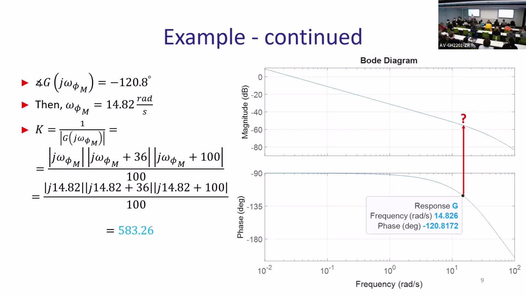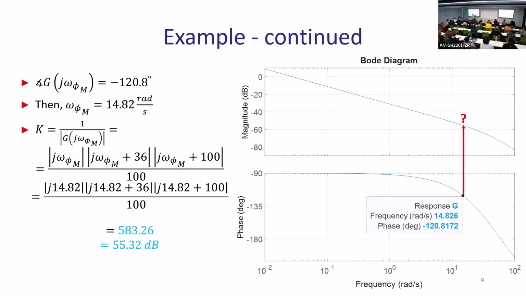This is pure gain, it's not in dB. So you need to compute that in dB. It will be whatever this number is, 20 log 583. You'll get some number, and you're taking minus that number. This will be that value on the Bode diagram. So what you'll get is negative 55.32 dB, this point here.